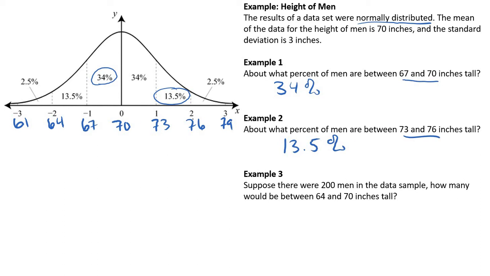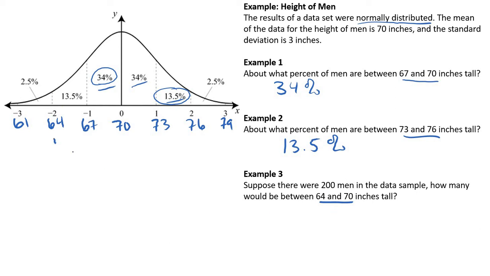They could have given us whatever. They gave us ones that were just between. What if they'd said 67 to 76? Then I would have added this up and this up and this up to get the overall percentage. So they can ask us all kinds of things. Let's look at this last one. Suppose there were 200 men. How many would be between 64 and 70?